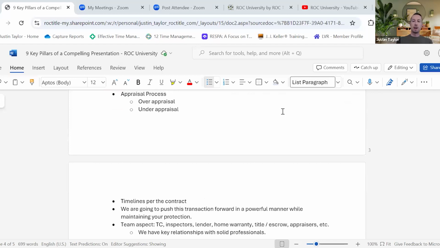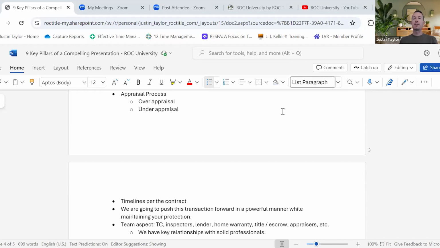Timeline for the contract. During this process, I'm going to make sure that we meet all the different timelines that are due. Earnest money is due within a certain period. Your inspection starts here and it ends here. Everything we need to do, we need to do within that period. After the inspection process, how long does a seller have to get back to you on that BINSR, or that request for repairs? Vegas, I know you have slightly different verbiage on that. Through that inspection period, we're going to push this transaction forward in a powerful manner while maintaining your protection. So we're going to be aggressive and make sure that you're protected through this entire process.